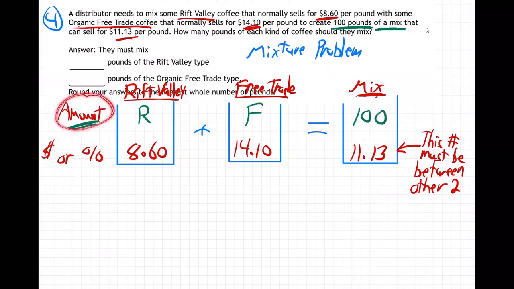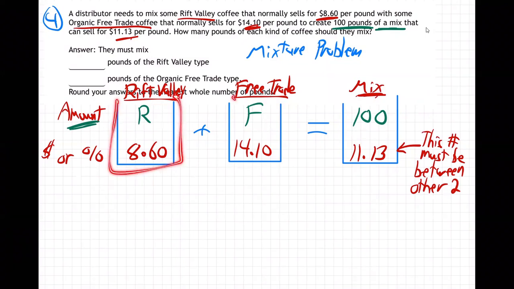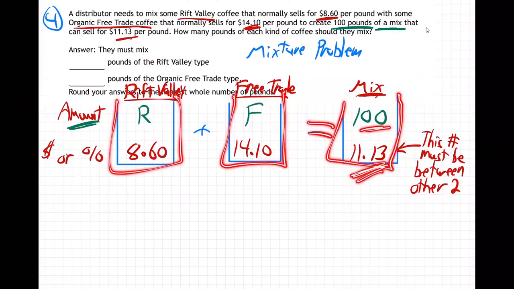Remember, we're putting the amounts in the top. I don't know how much Rift Valley coffee, I don't know how much free trade coffee, but I know there's 100 pounds of the mix. We're trying to create 100 pounds of the mix. So we've got our little setup. A bucket of Rift Valley coffee plus a bucket of free trade coffee is going to be combined together to make 100 pounds of a mix that sells for $11.13 per pound.